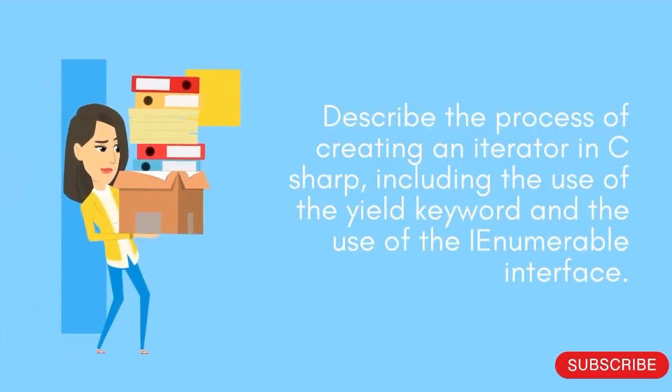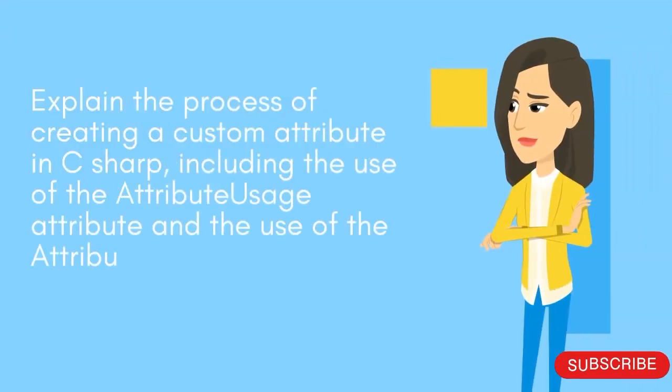Describe the process of creating an iterator in C#, including the use of the yield keyword and the use of the IEnumerable interface. Explain the process of creating a custom attribute in C#, including the use of the AttributeUsage attribute and the use of the AttributeTargets enumeration.